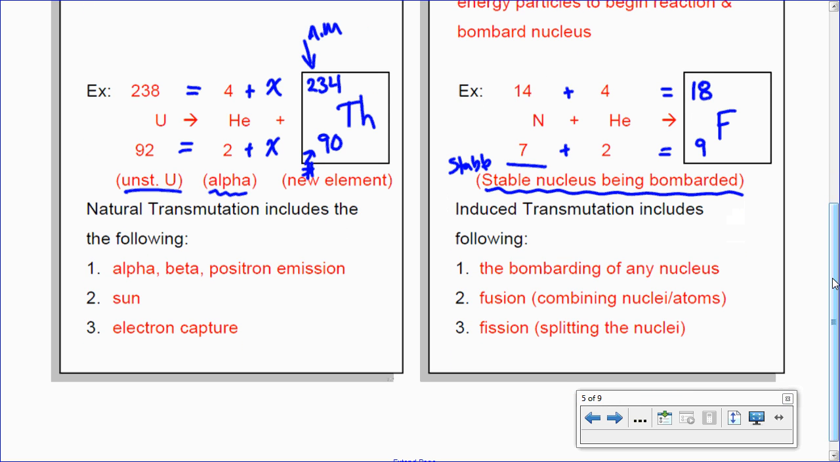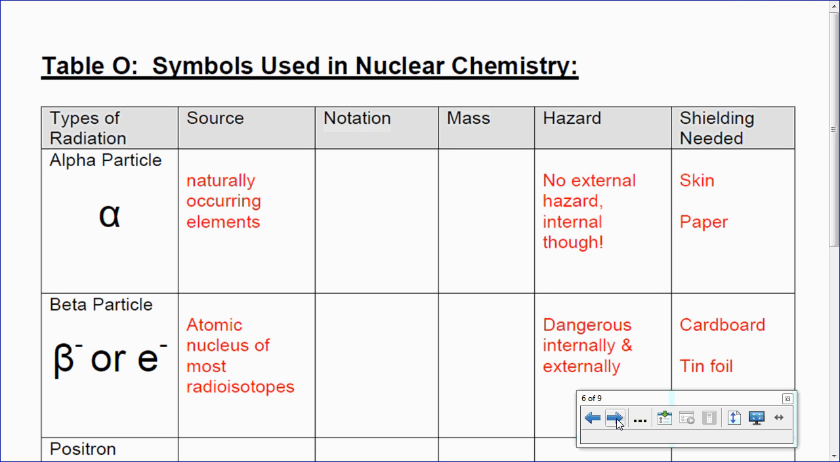So these types of transmutation, bombarding of any nucleus in a particle accelerator. The fusion, combining nuclei of the atoms, this happens in the sun and some research laboratories. Or fission, splitting the nuclei. This is in the nuclear reactors and nuclear bombs. This type of thing happens in those. Scary stuff, but really do have some benefits as well. Usually we just hear about the detriments, though.